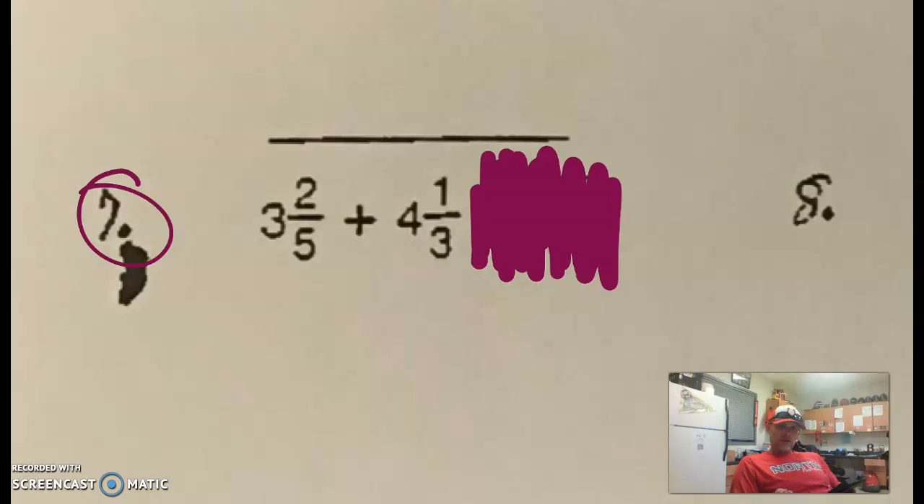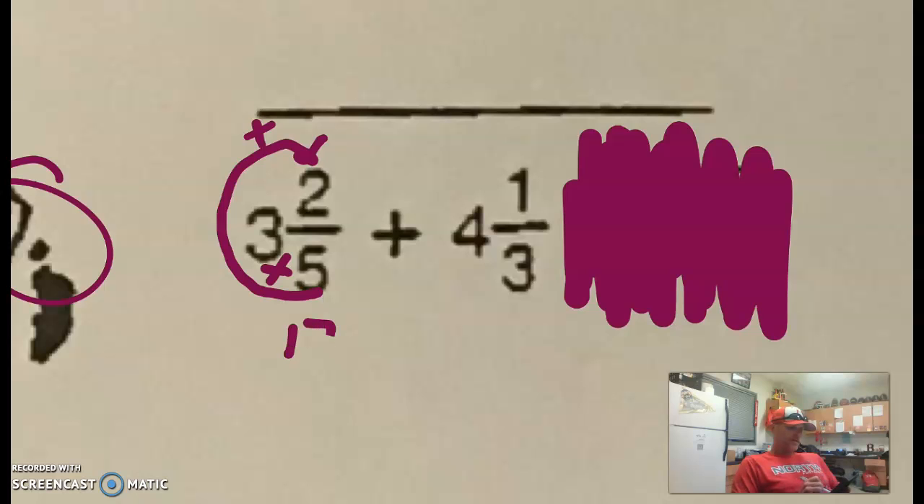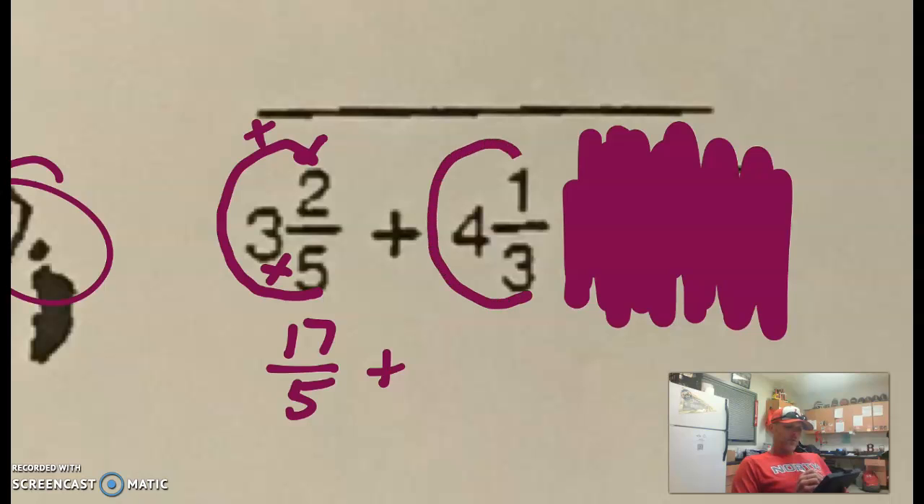So let's first find our common denominators. Actually, no, let's not. Let's first change our mixed numbers into improper fractions. It takes 5 parts to make a whole, and we have 3 wholes, so that's 5 times 3, which is 15 parts. We have 2 extras, so that's 17. Then 4 1/3: it takes 3 parts to make a whole. We have 4 wholes, so 3 times 4 is 12, and then I'm going to add that extra 1. So that's 13.